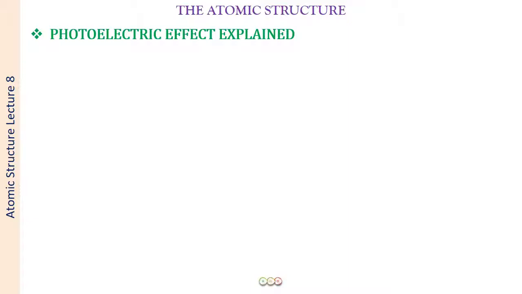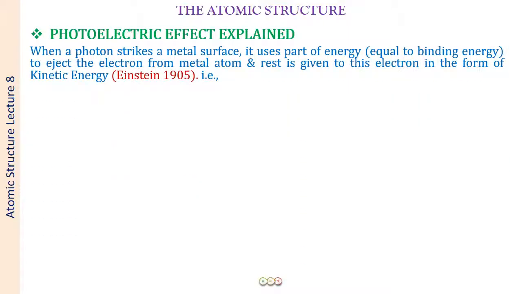So who explained the photoelectric effect, and how? It was Einstein. In the year 1905, he explained the photoelectric effect, and he said that when a photon strikes a metal surface, it uses part of the energy equal to the binding energy, that is the energy required to overcome the nuclear forces of attraction, to eject the electron from the metal atom, and the rest is given to it in the form of kinetic energy.